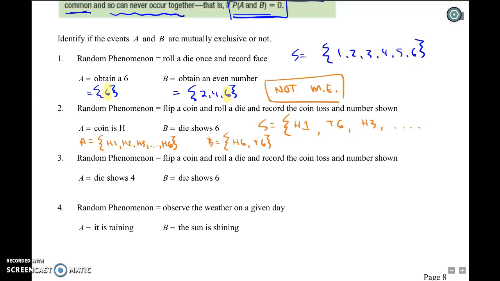So the question is, can these occur together? Yes, they can. And you don't need to list the sample space and talk about it. You can just think about it. Can you get a heads and a 6 at the same time? Well, if you're flipping a coin and rolling a die, then yeah, those can happen at the same time. So if they can happen at the same time, then they're not mutually exclusive.